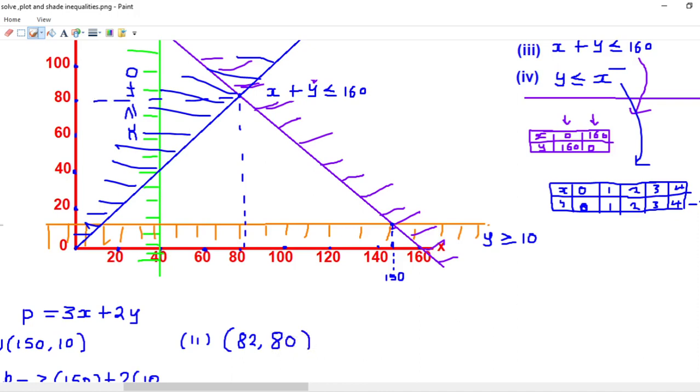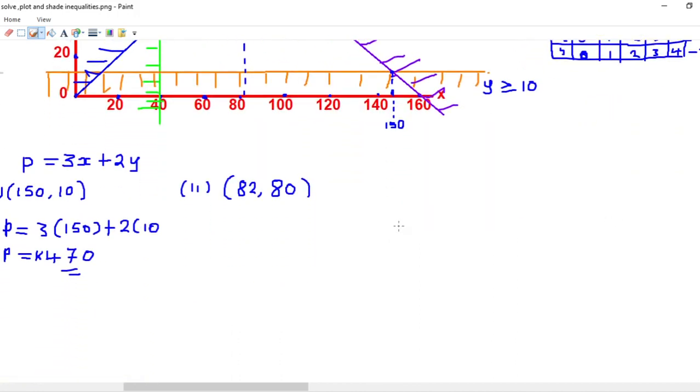Let's see if it's going to give us the maximum profit. Again, we substitute in the equation for profit. We have 3, and our x this time is 82, plus 2 multiplied by 80.